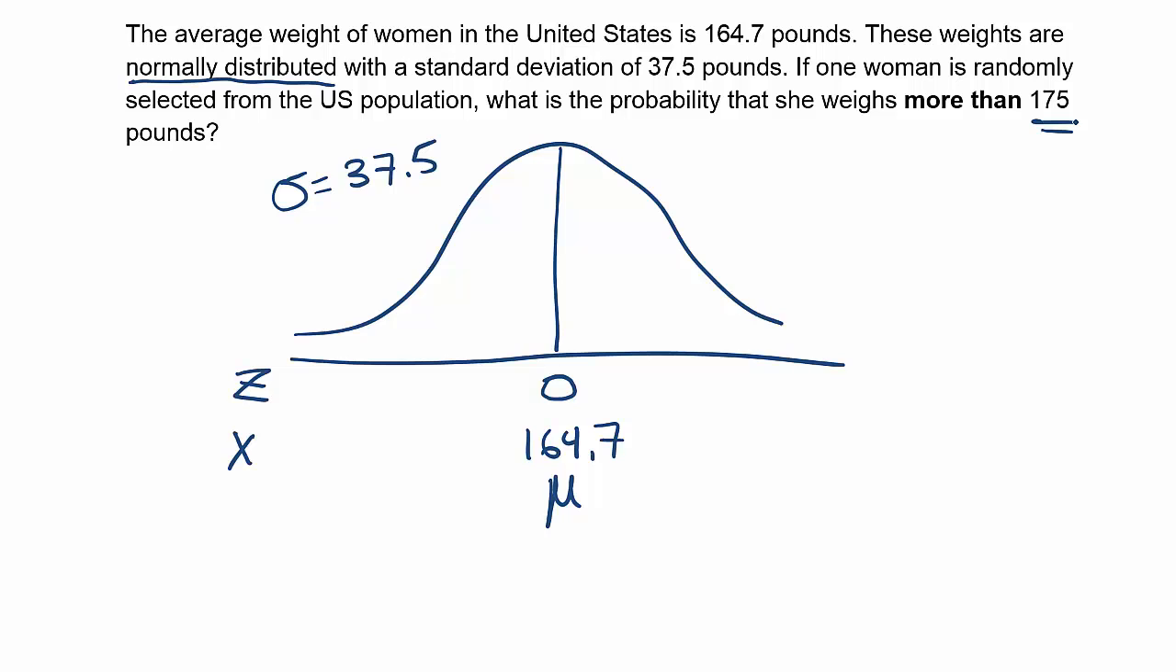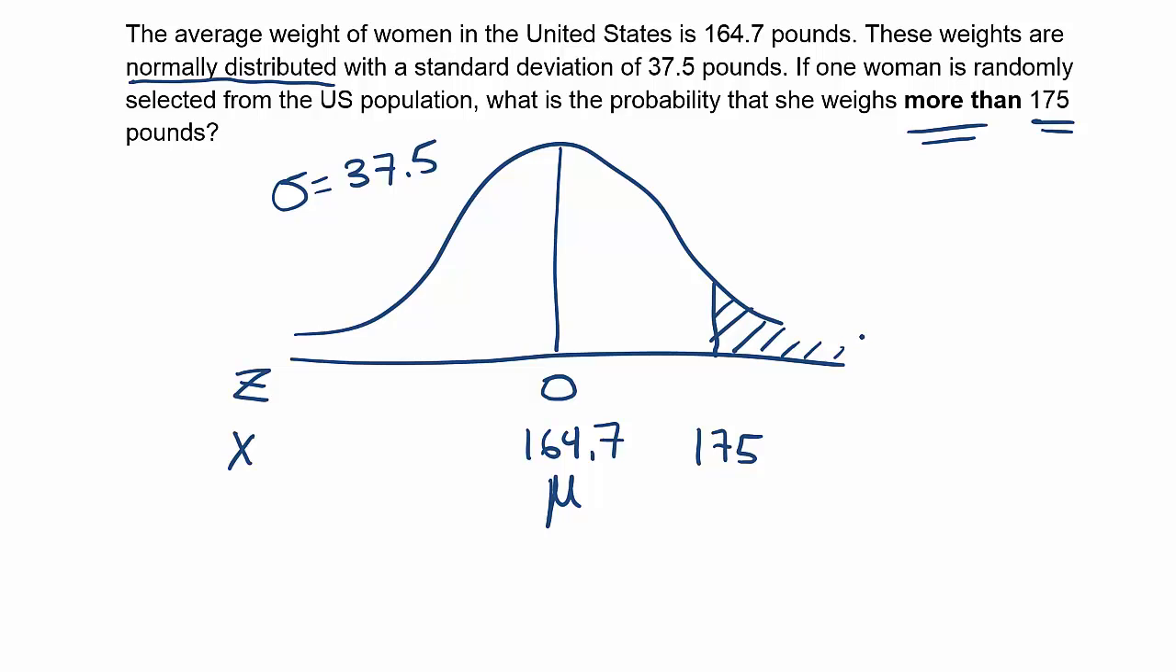Since it's larger than 164.7, it's going to go on the right. So I'll put my 175 here. And then I'll draw a line on my visual aid drawing above so I know where that is located. And then since it says more than that number, I'm going to shade to the right because those are the values that are greater than 175, right?